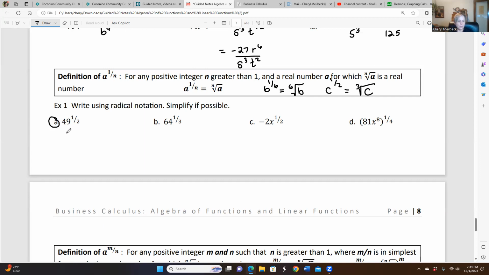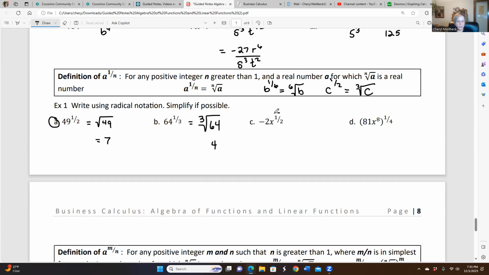So for example 1, we want to simplify this. We have 49 to the 1/2. That will be the same as the square root of 49, or 7. 64 to the 1/3 will be the same. This will become the index as the cube root of 64, so that will be 4.